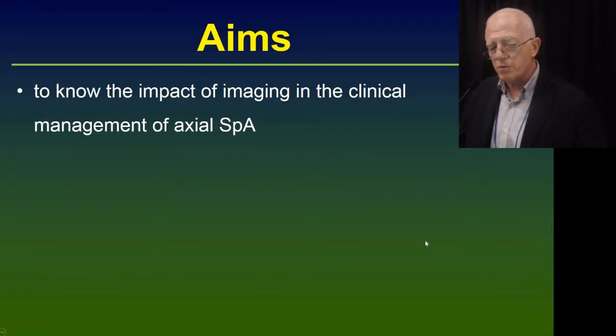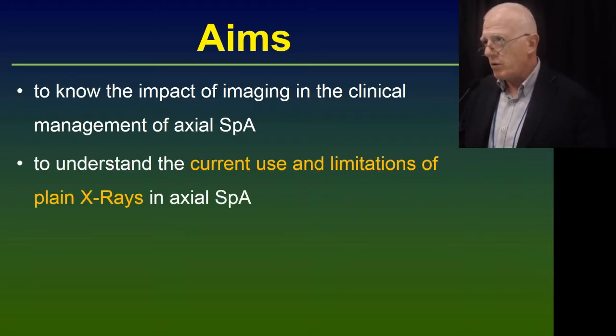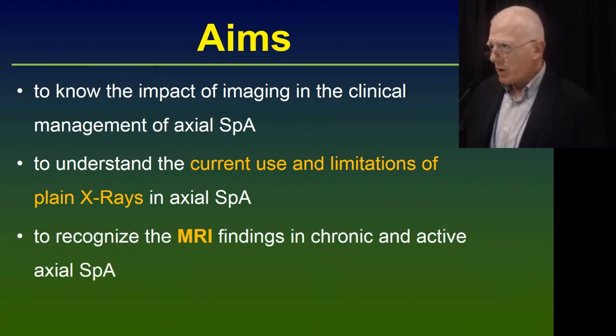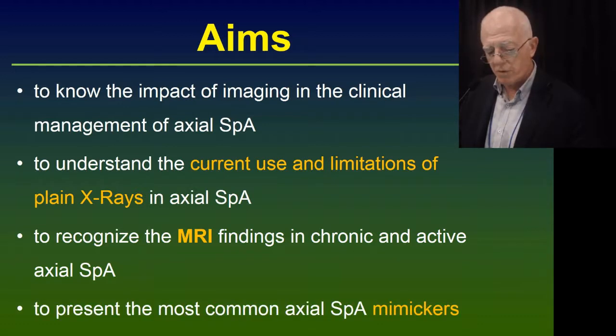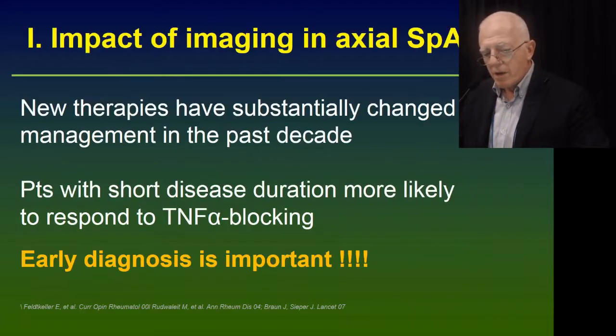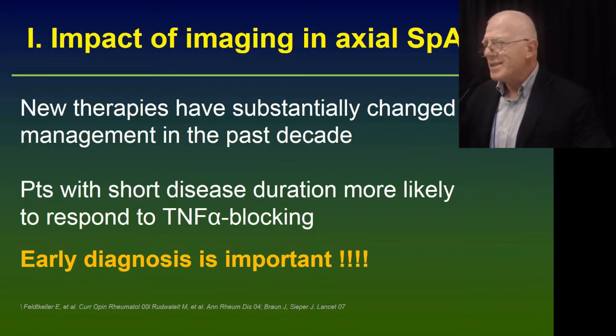So today we'll discuss 4 topics. First of all, why the impact of imaging in the clinical management of the patient is very important. Second, what is the current use and the current limitations of plain X-rays. Then, to recognize and increase confidence in depicting the MRI findings in chronic axial spondyloarthropathy. And I would also like to present some mimickers in order to avoid any misdiagnosis. First of all, why is it important to image axial spondyloarthropathy?